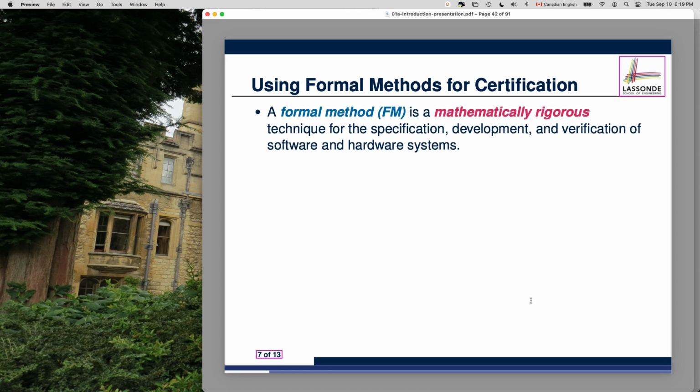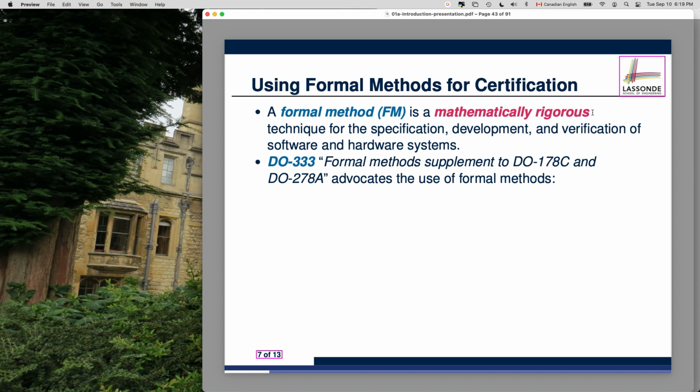Formal methods, basically, we already sketched that last time, so I'm not going to repeat. But it's really about a mathematically rigorous way to apply. It could be theorem proving, it can be model checking. Okay, so this is just another industrial standard.